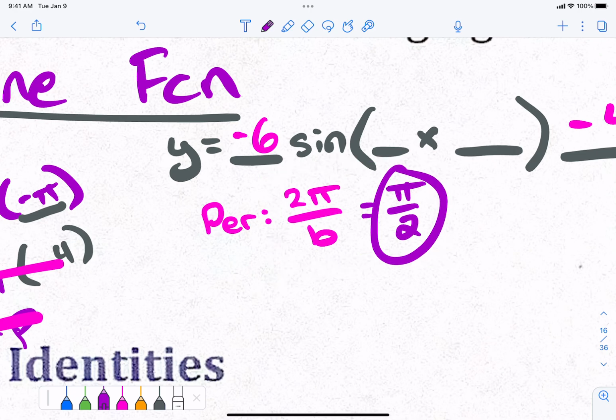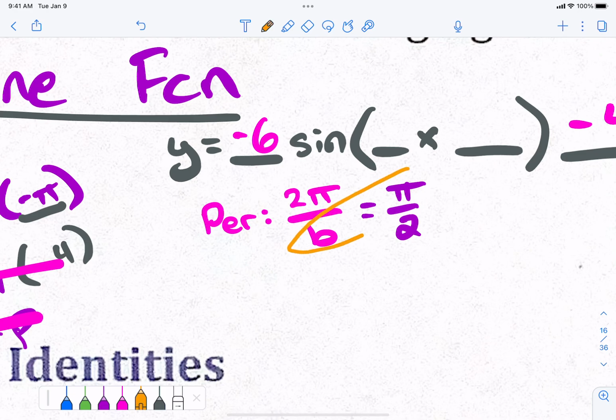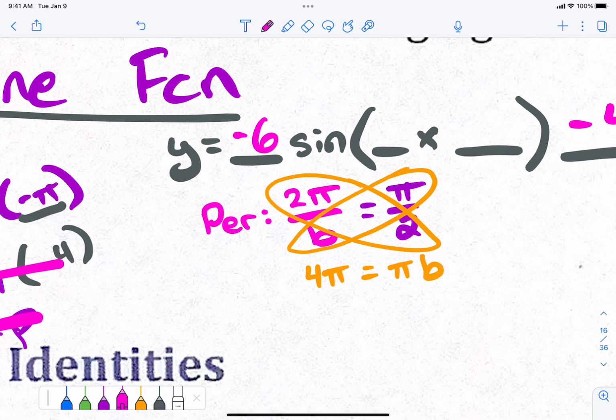You could multiply b over, 2 divided by pi. But I want to cross multiply and divide. 2 pi times 2 is 4 pi, and pi times b is pi b, right? And then divide by pi. So what will b equal? 4. b is 4, so 4 goes here.